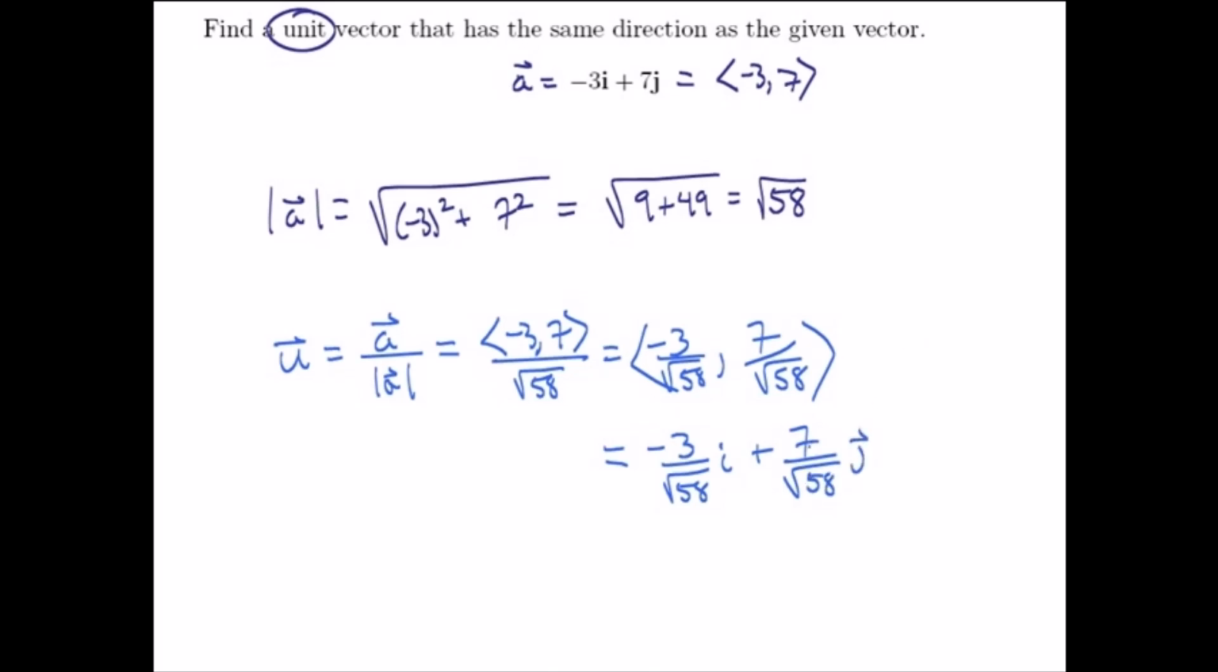Clearly, this is in the same direction as the given vector, and it is length 1. If you take the first component and square it, the second component and square it, and add them together, take the square root, you will get 1.